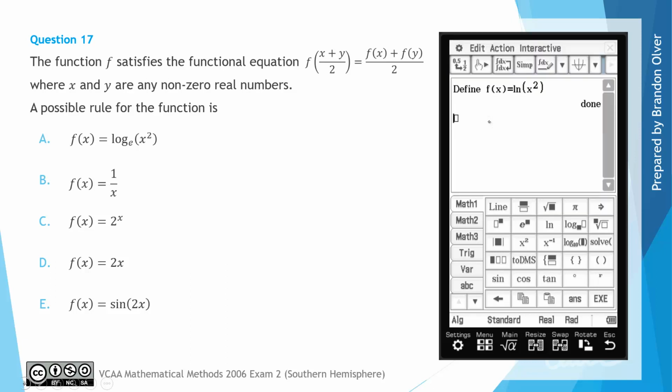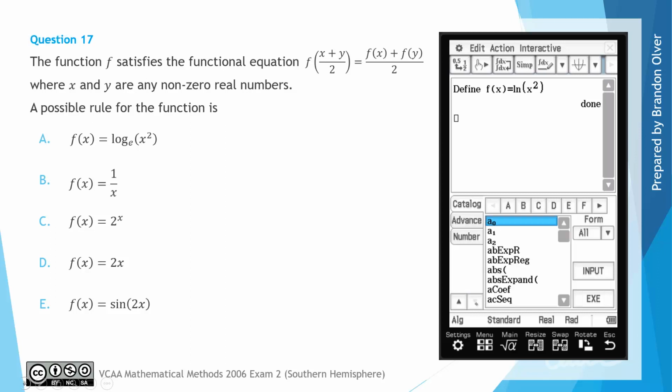The next thing we want to do is set up a statement that can be judged by the calculator. Judge is a really useful command that we've got, and it's located by clicking the down arrow to get to the catalog, and then we go across to J, and judge is the first one that appears. So we can click input, and we want to judge this functional equation.